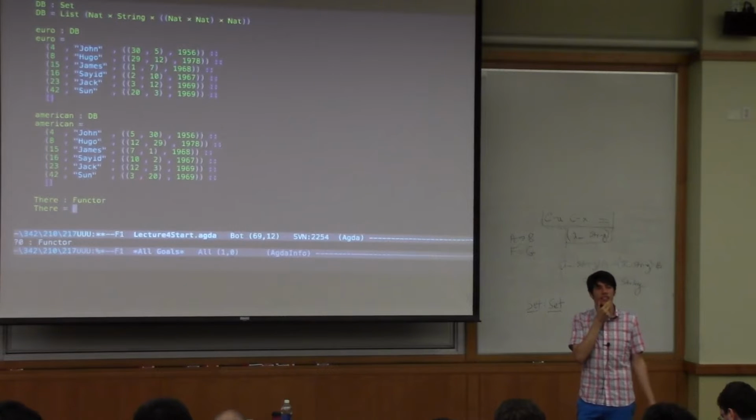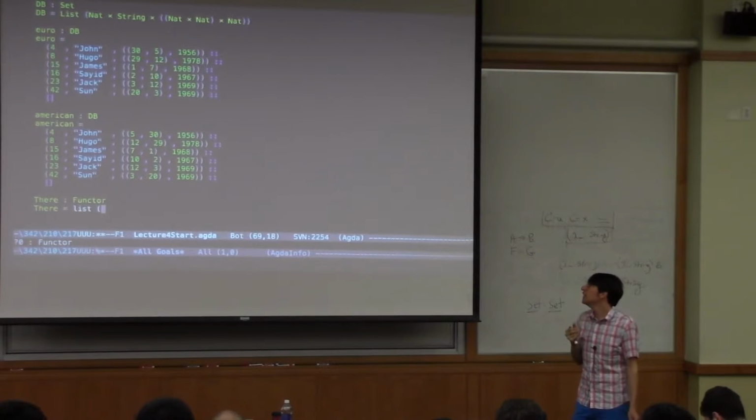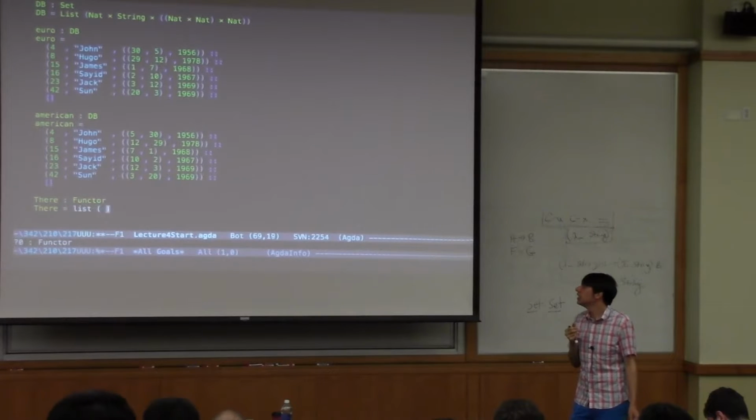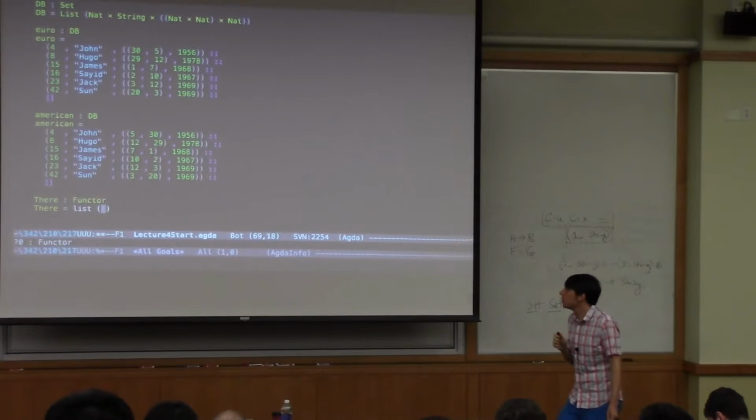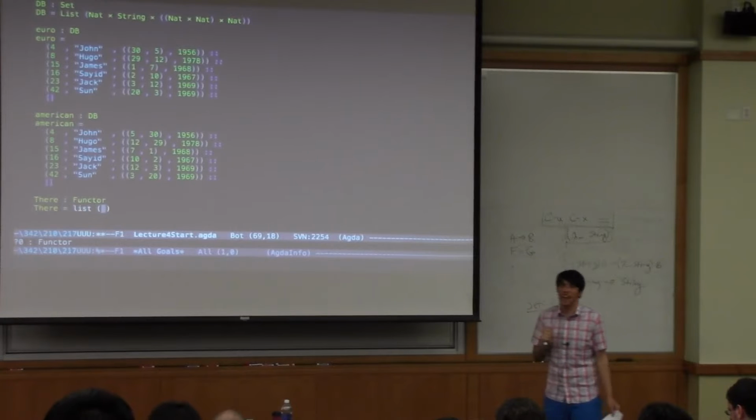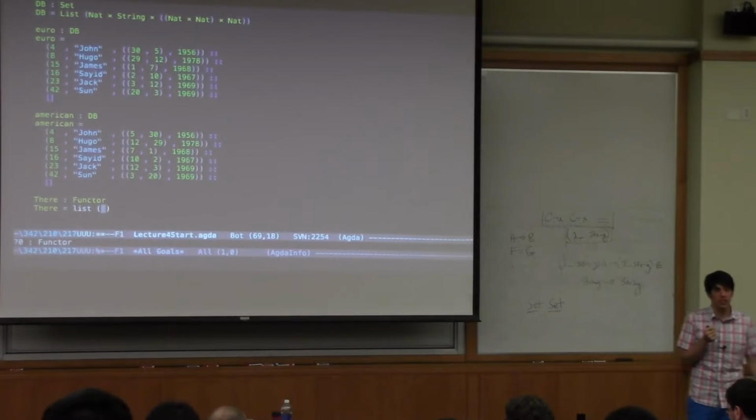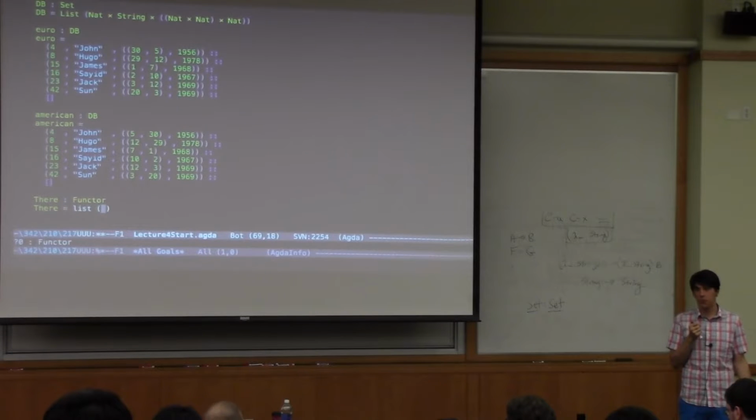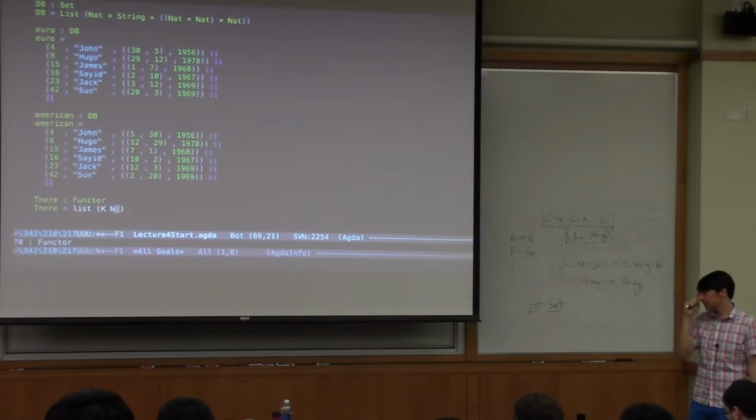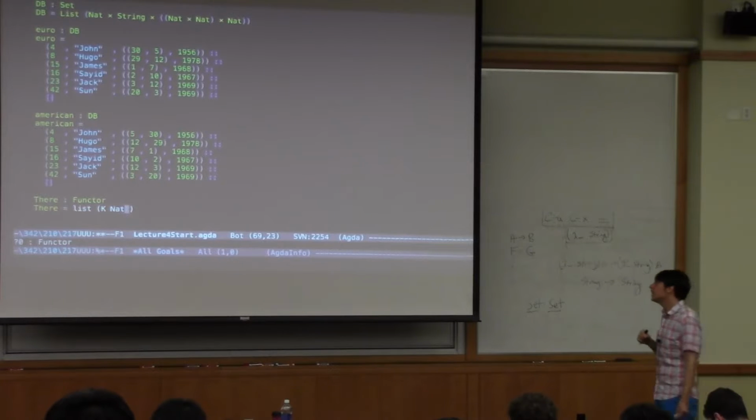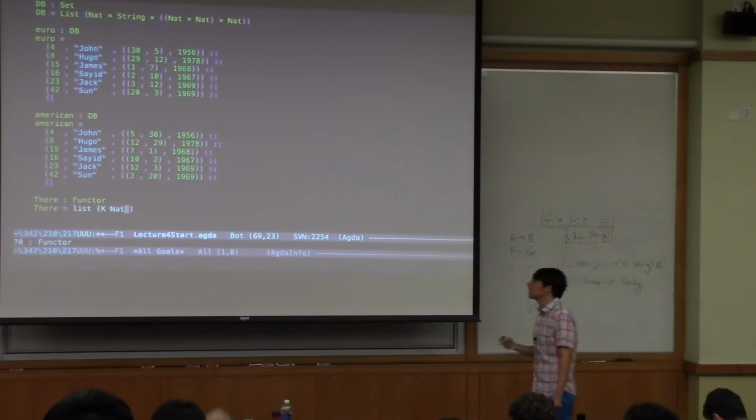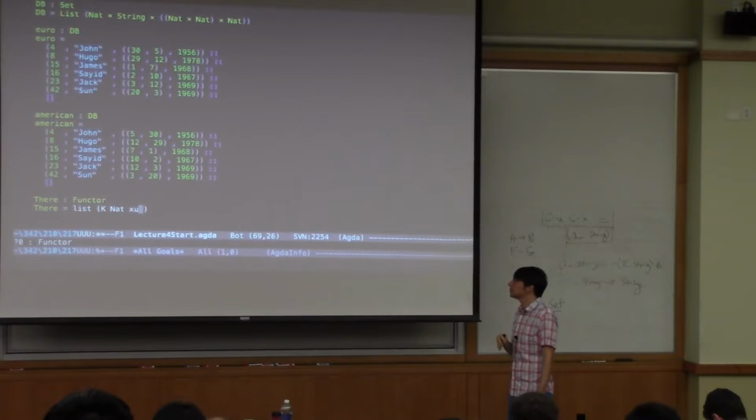What's the first connective? List. Good. What's the next thing? Well, the first component of the tuple is a nat. When we apply our transformation, do we want to change that nat? No. So what functor do we want here? Knat. Good. OK. And now we want to make a product functor times.